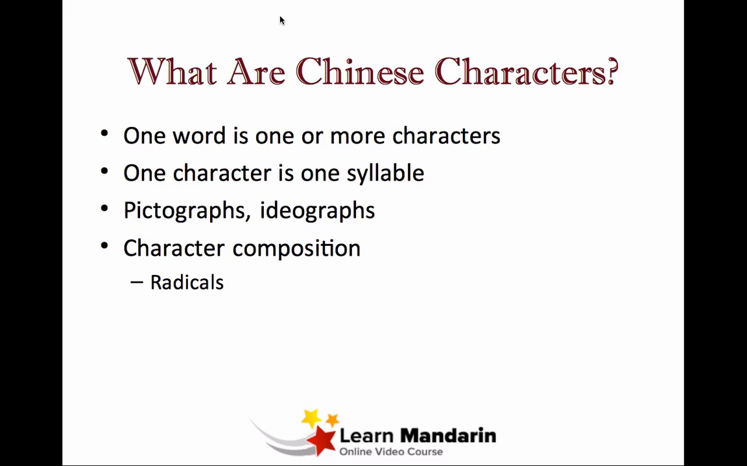Most of the characters now are made up of 2 parts, one of which carries the meaning and the other carries the pronunciation. Each character contains a radical, or the character itself can be the radical. There are 214 basic radicals. For basic literacy, one should recognize somewhere between 2,500 to 5,000 characters.